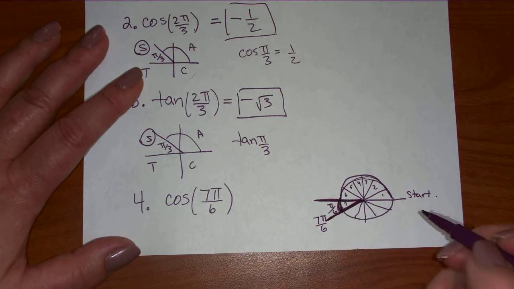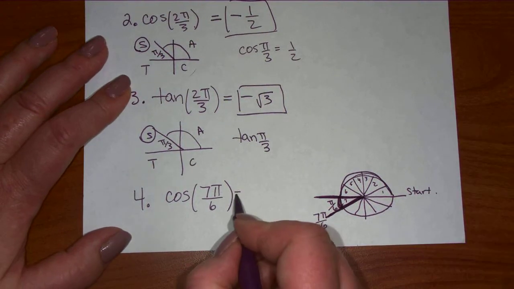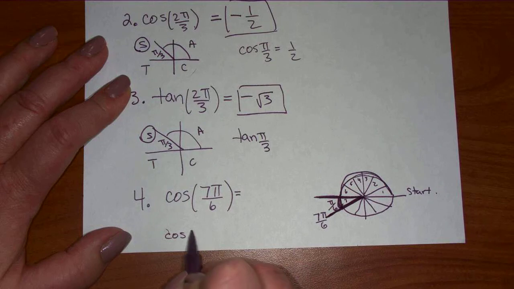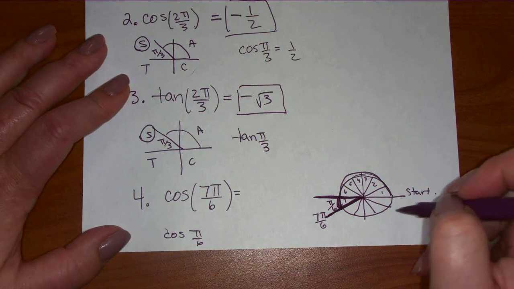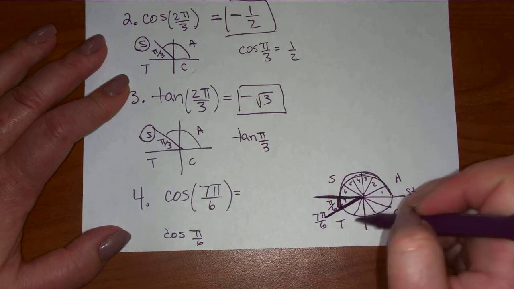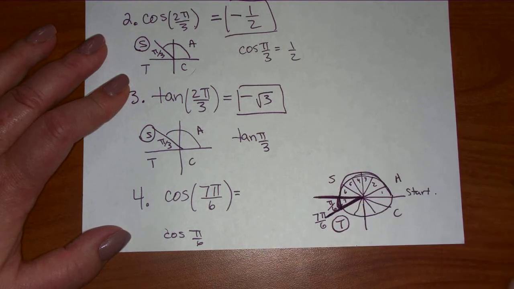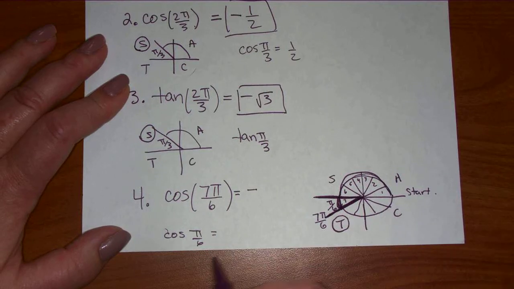So we're going to look up cos of pi over 6 to get our answer, but the cast rule will tell us whether it's positive or negative there. So we're in the T quadrant, so what would cos be? Negative. Look up cos of pi over 6, which is root 3 over 2. And that's our answer, negative root 3 over 2.